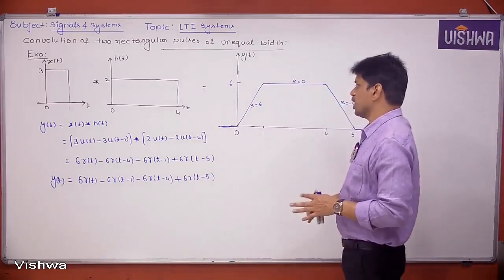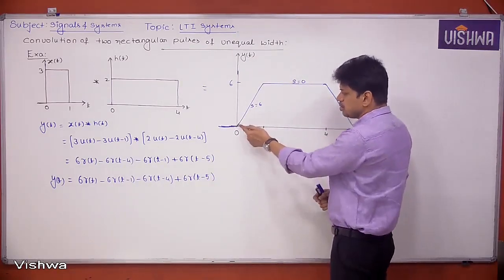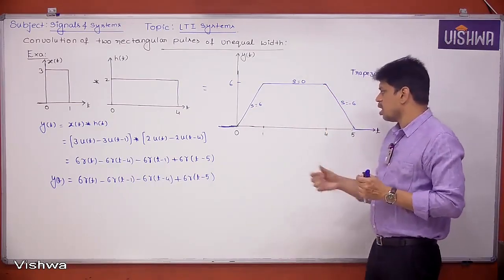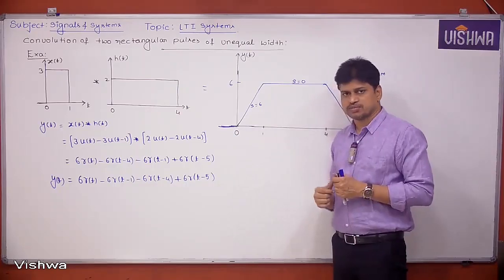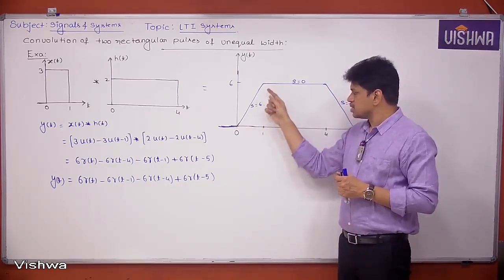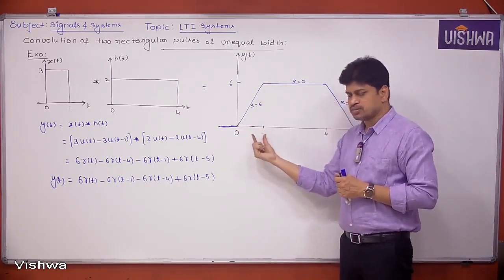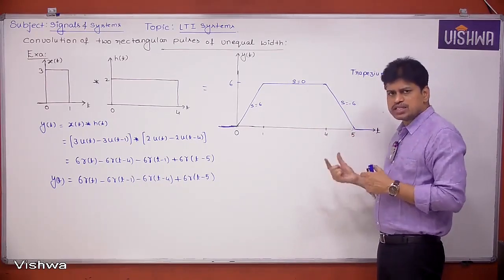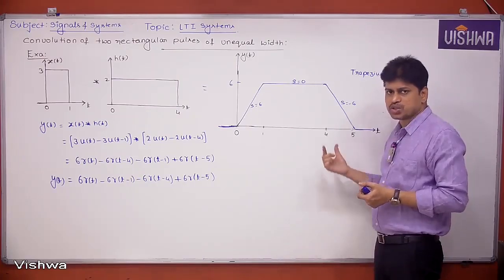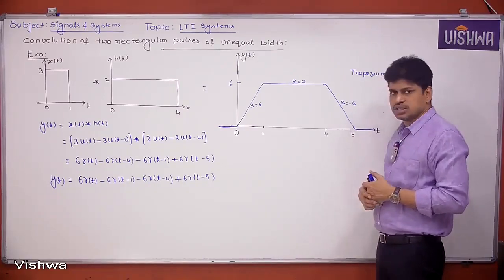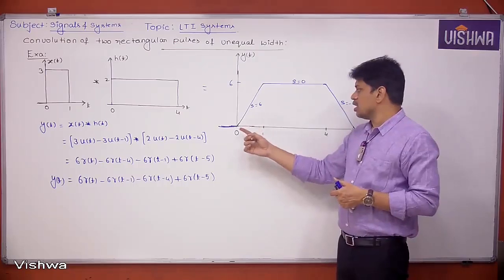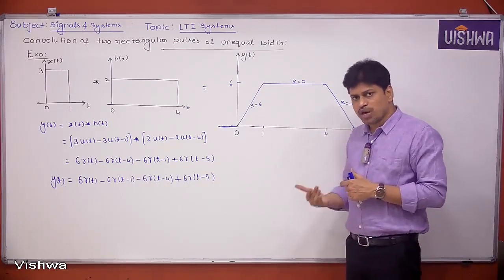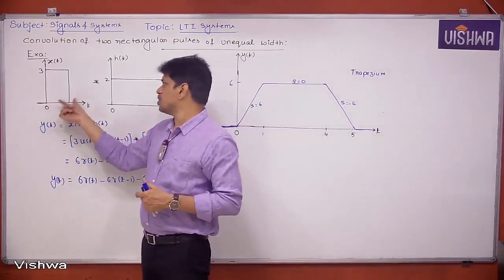But only one thing we have to remember. This is a rising edge, this is a falling edge. How much width is it occupying? This rising edge is present for 1 unit, and the falling edge is also present for 1 unit. How can we say this is 1 unit? From what information? If you observe carefully, the rising edge width and falling edge width are equal, and this is equal to the smaller width of the two rectangular pulses.